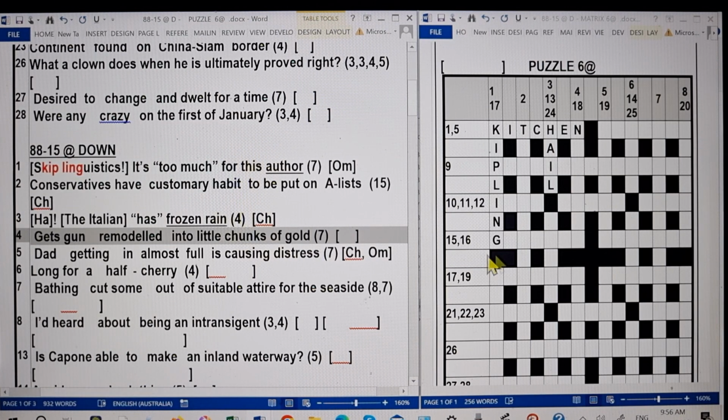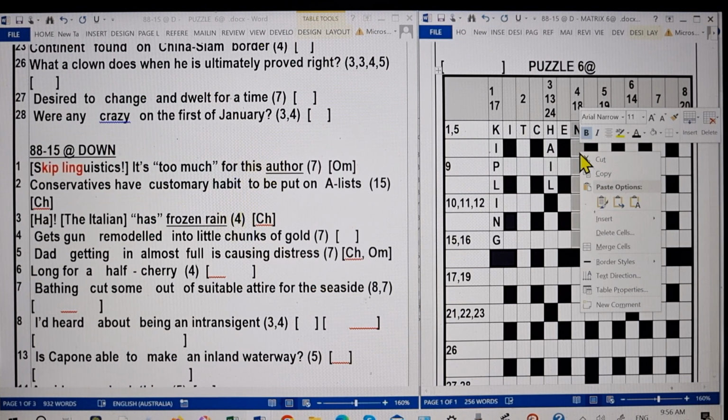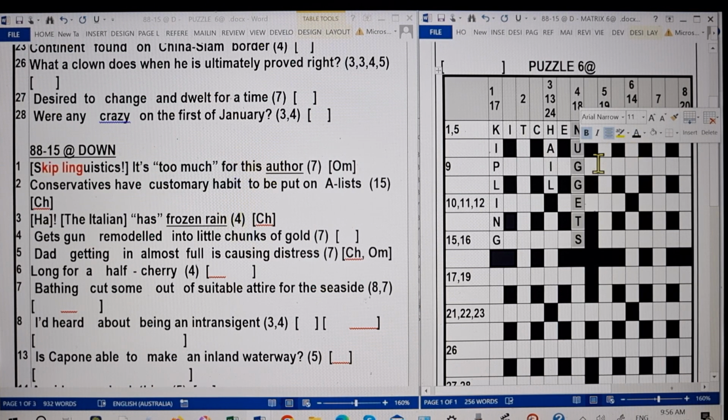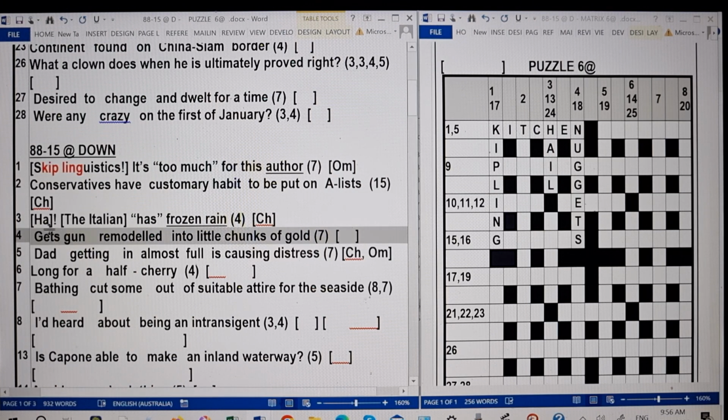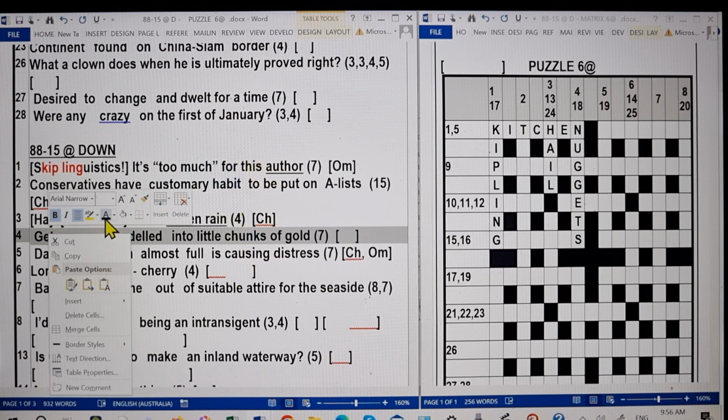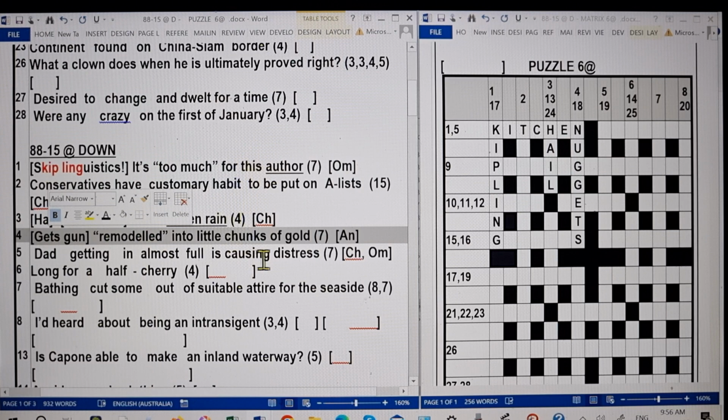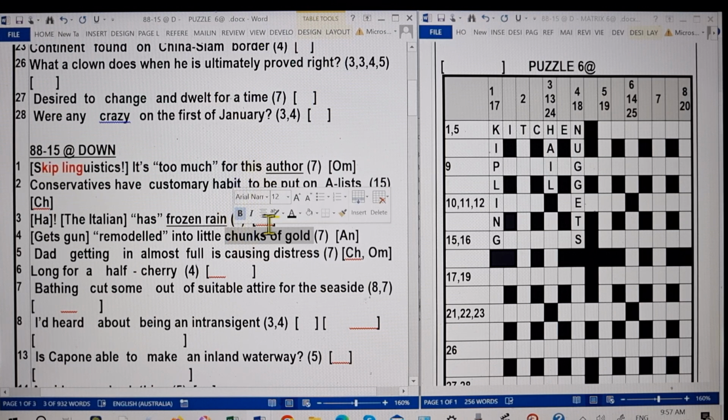Okay. How are we going? Back again? Right. Answer to this one is nuggets. Why is it nuggets? This analysis is pretty important for you, so just keep on these analyses. Right, 4 down analysis. Here it is. Gets gun remodeled into little chunks of gold. Its answer, of course, is nuggets, and that is the key is chunks of gold, if you picked it.